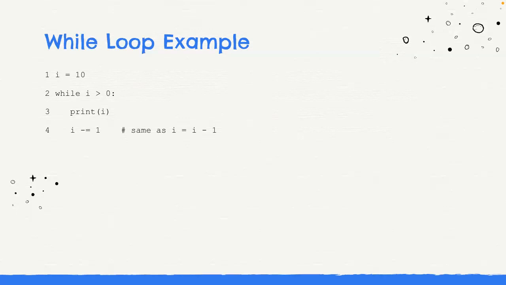So if I didn't have this i -= 1, it's just going to print 10 forever and it won't stop. So always make sure you're modifying your condition here.